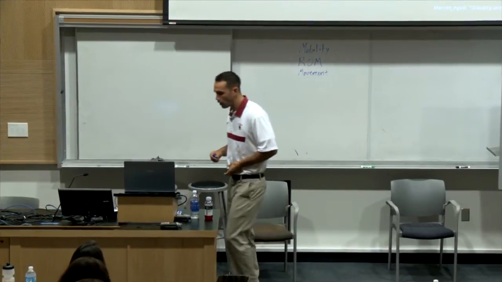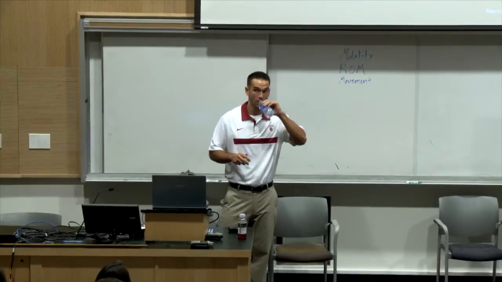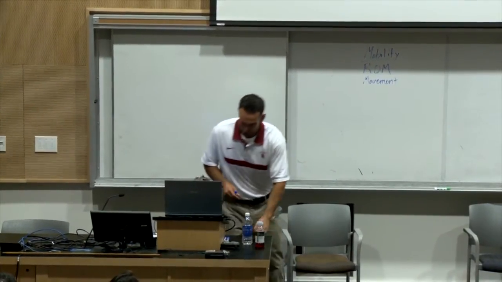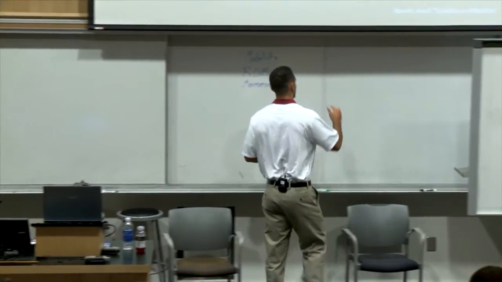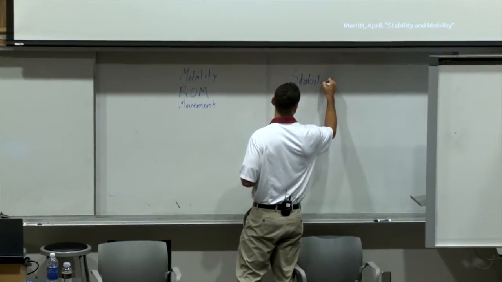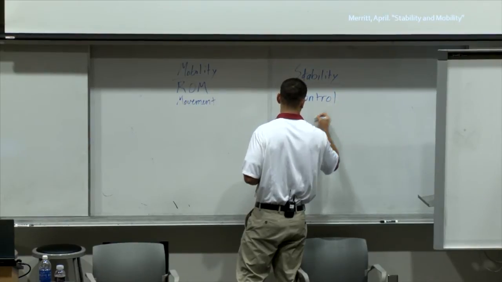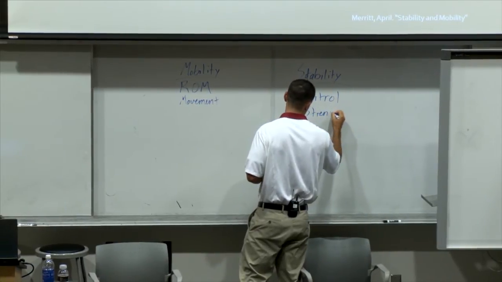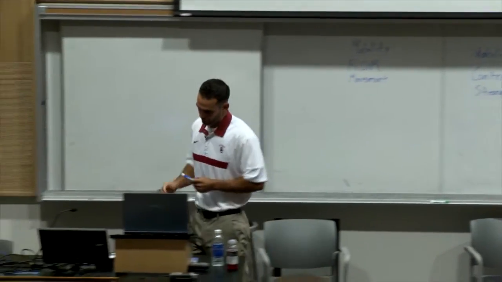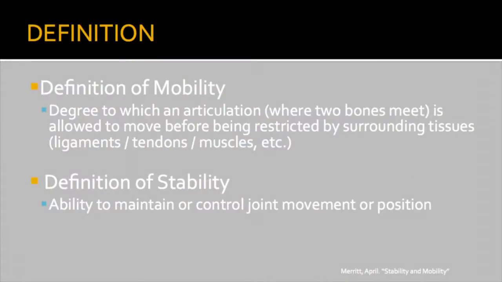Next, stability. What do we think of? I'm looking for probably one really key word on this one. Motor control. Good. Strength, control. Control was the big one. We have motor control. Strength even too, of course. We need to have strength to be able to stabilize, strength in a certain way. So the definition of stability: the ability to maintain or control joint movement or position.